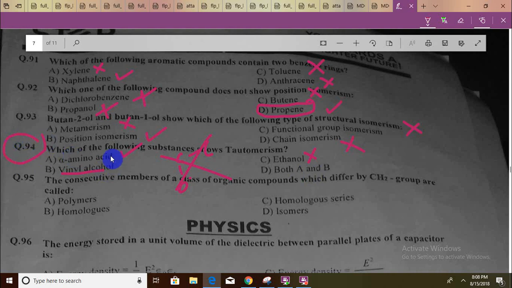The consecutive members of a class of organic compounds which differ by CH2 are called homologues. Homologous series is referring to the series. Homologues are referring to the individual members. So hopefully this was helpful.